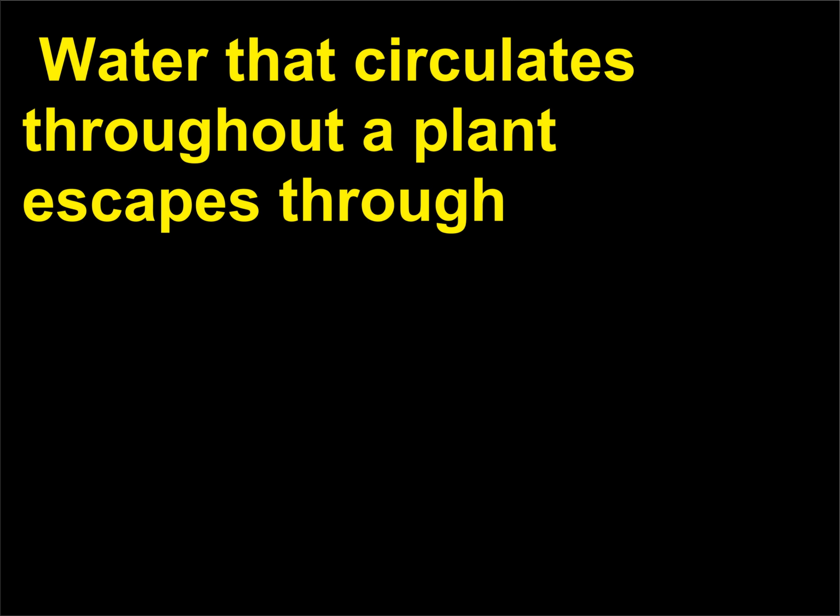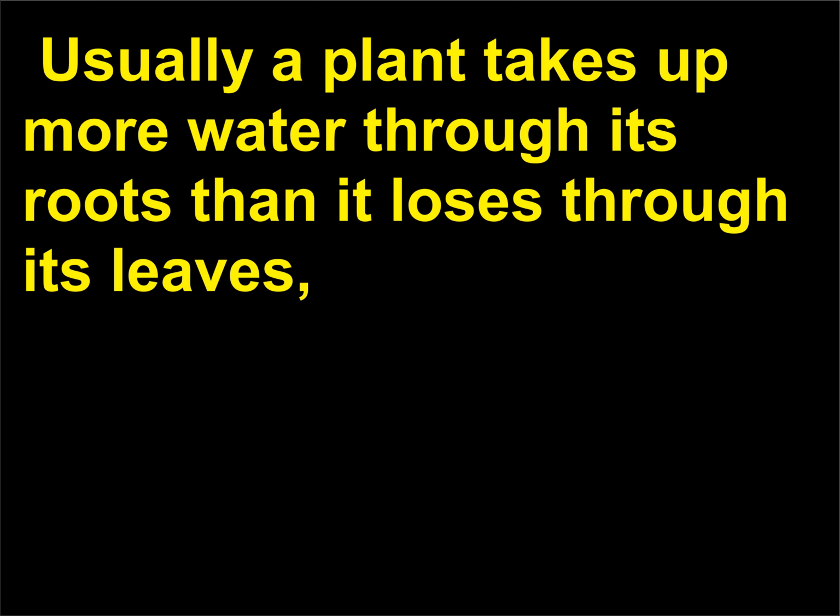Water that circulates throughout a plant escapes through these many openings in a process called transpiration. Usually a plant takes up more water through its roots than it loses through its leaves, and it is able to keep its firm shape.